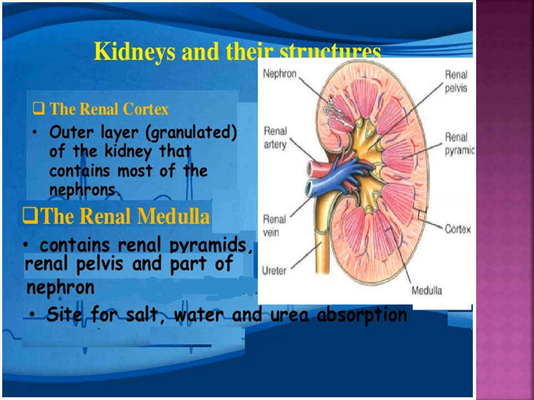Good. The outer granulated layer of the kidney contains most of the nephrons. These are the nephrons, right? This part is known as the renal cortex. Then the renal medulla contains renal pyramids. Look at this. These are the pyramids. Where are they present? In the renal medulla. Good. It contains the renal pelvis and part of the nephron. This one is the renal pelvis and part of the nephron. It is the site for salt, water and urea absorption.